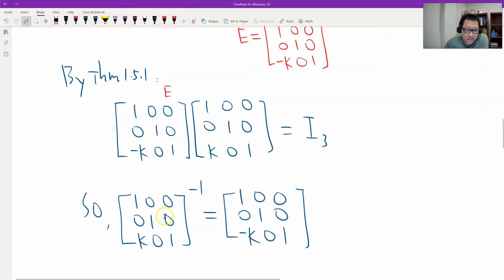So therefore, let me write down what we have. This means the third type of elementary matrix is invertible, and the inverse is a third type of elementary matrix, just changing k to negative k, where k is not 0. So that's the verification. Thank you.